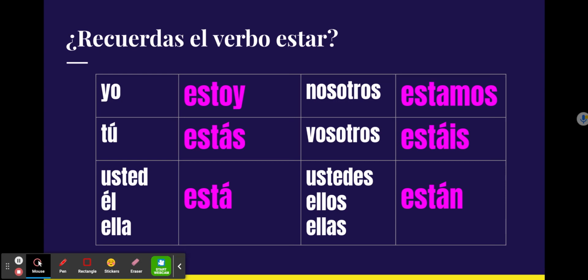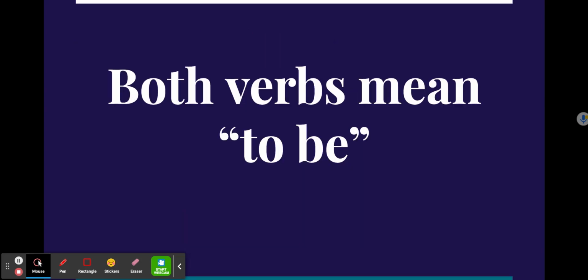The verb estar in the chart to the right of the ser chart needs to be filled in as well with the forms yo estoy, tú estás, usted, él, and ella está, nosotros estamos, vosotros estáis, ustedes, ellos, ellas están. Notice that all the forms except yo and nosotros have an accent on the A. Both of these verbs mean to be. So how do we use them differently?